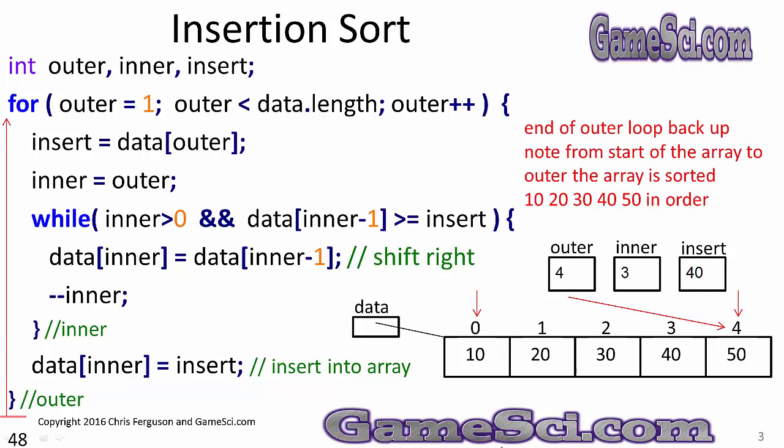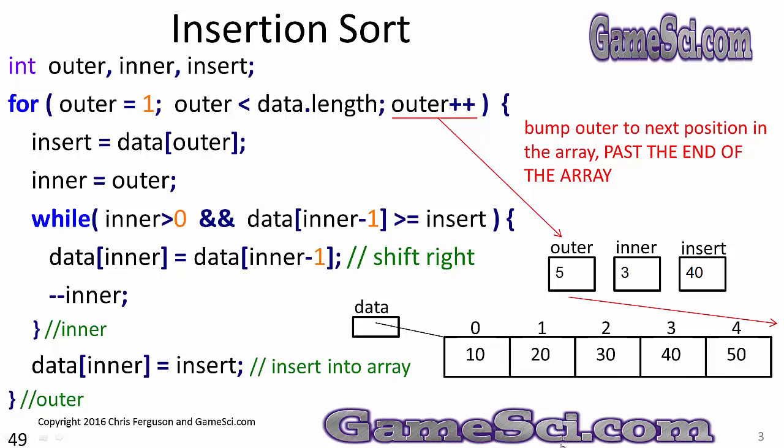We will still hit the end of the outer loop, and we'll back up. Note from the start of the array to the outer position, the array is in order. 10, 20, 30, 40, 50, everything's looking good. We still need to complete the loop though. Outer plus plus will bump outer to the next position in the array. Notice how it went past the end of the array. This arrow is showing you that outer went past the end of the array.